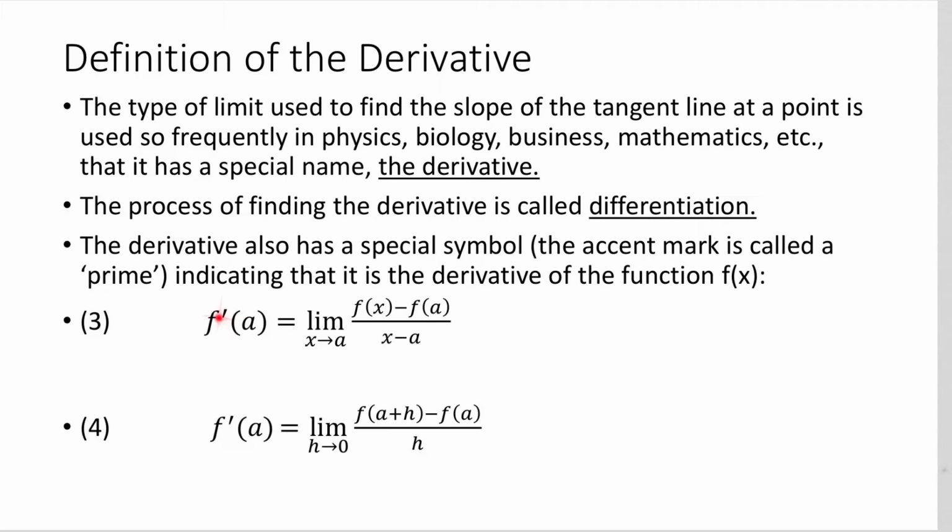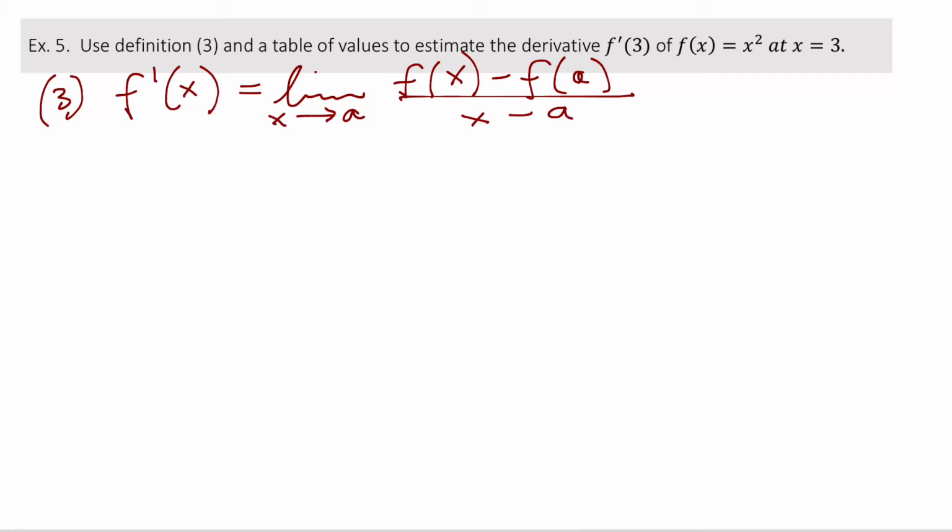All right, so it has its special name, remember, because it's used a lot, f prime of a. So we're going to use this definition here in our example 5. So I wrote down definition 3, so we can see this is just the difference in the y's over the difference in the x's, and we're going to find the limit of that. So we did this quite a bit in chapter 2 when we were working with limits, and we used tables. So let's do the table thing one more time here.